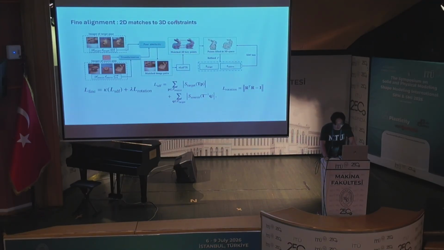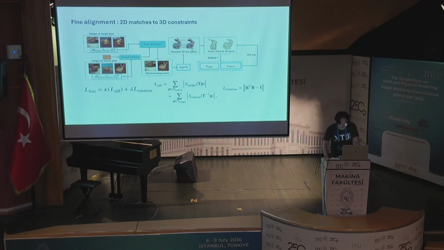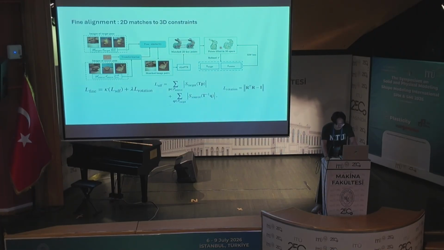After coarse alignment, fine alignment reduces the remaining local error. The method first selects the image pairs that are likely to have overlapping visible regions, like this. It then uses ELOFT to extract 2D correspondences between image pairs. After that, we lift them into the zero-level set of the SDF using ray tracing to 3D space.